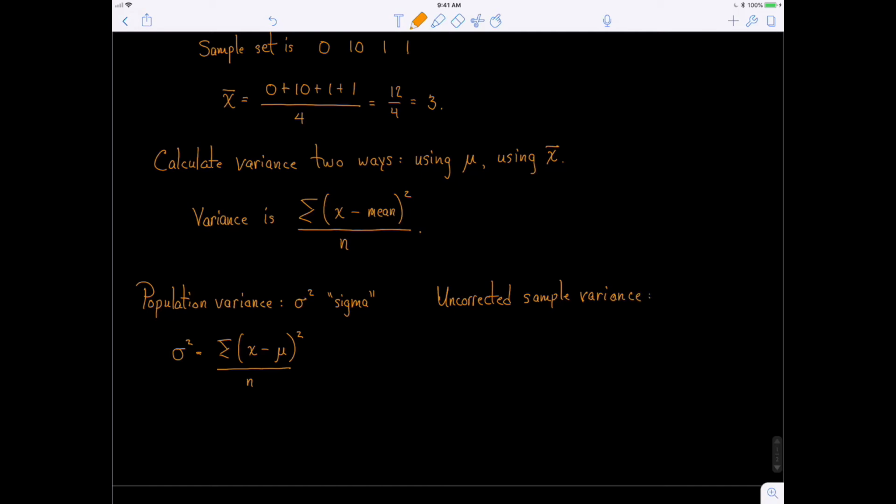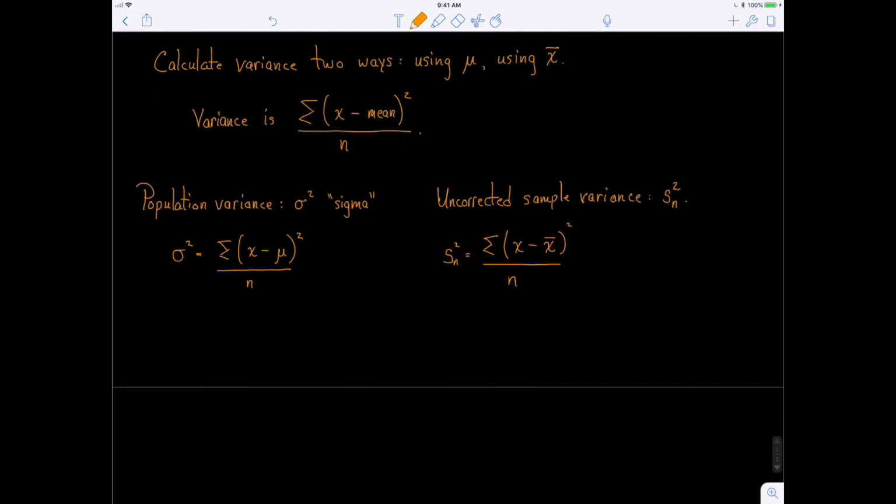And we represent that with the lowercase n with a little subscript of an n and also squared. So it's Sn squared. That's how we'll say it. We'll say Sn squared. And Sn squared is found as the sum of, we take the data, we subtract x bar this time, and we square it, divided by n. All right, so let's do this. We're going to calculate this both ways now.